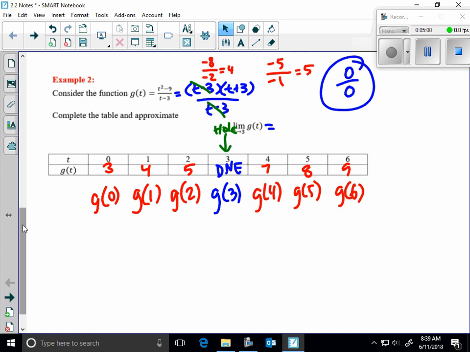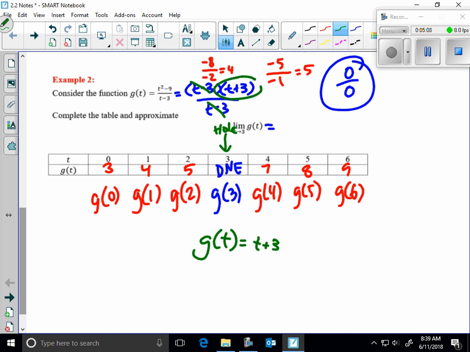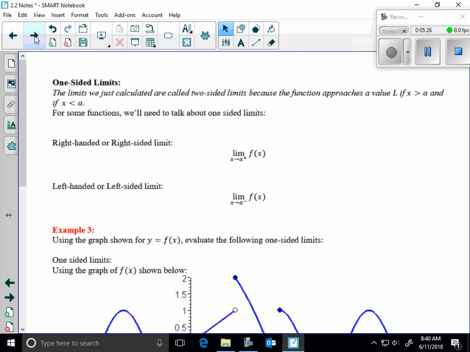Well, once I do this factoring and cancellation, it looks like g of t, after I do the cancellation, would just equal t plus 3 right here, right? So if I do a direct substitution and I do g of 3, I'd get 3 plus 3, which is, look at that, 6. So the limit is 6, even though the value doesn't exist at t equals 3. Let's keep going with this concept on the next page.